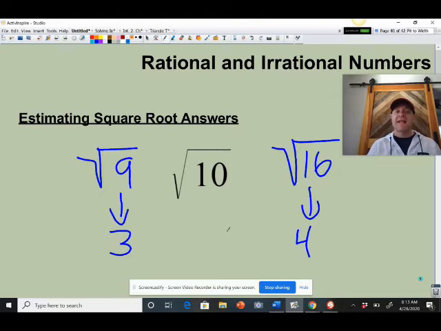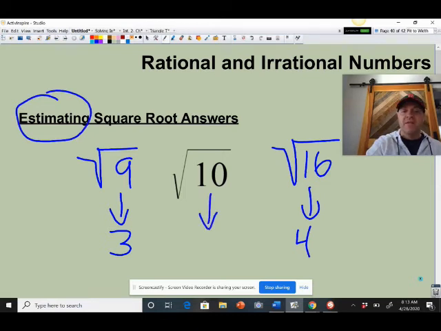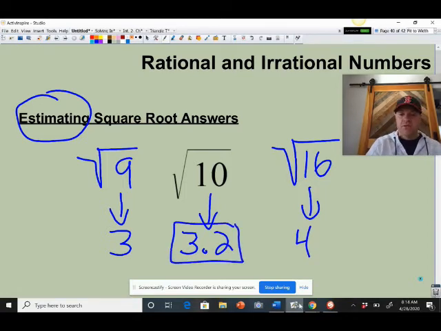So now this is an estimate, right? So you don't have to give me an exact number. You can give me an estimate. I think it's really close to the square root of 9. So I'm going to say something like 3.2. And that's it. That's all you have to do. Is it exact? No. But is it an approximate answer? Sure it is.